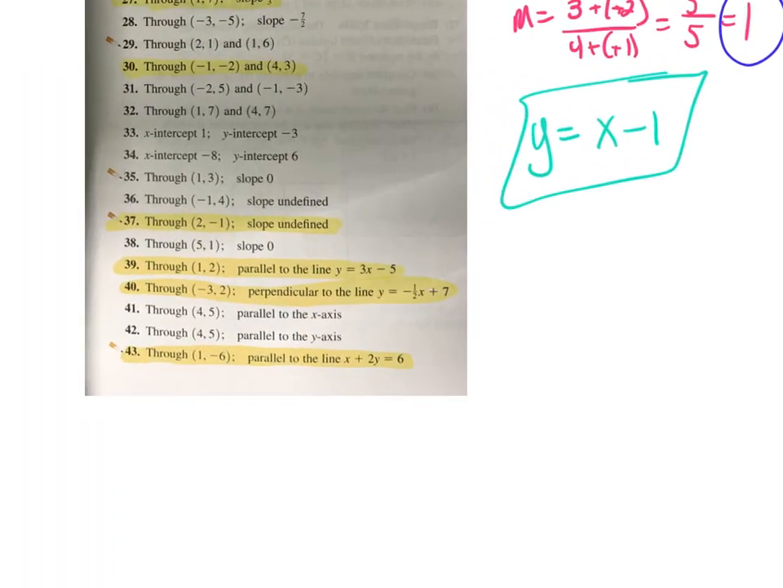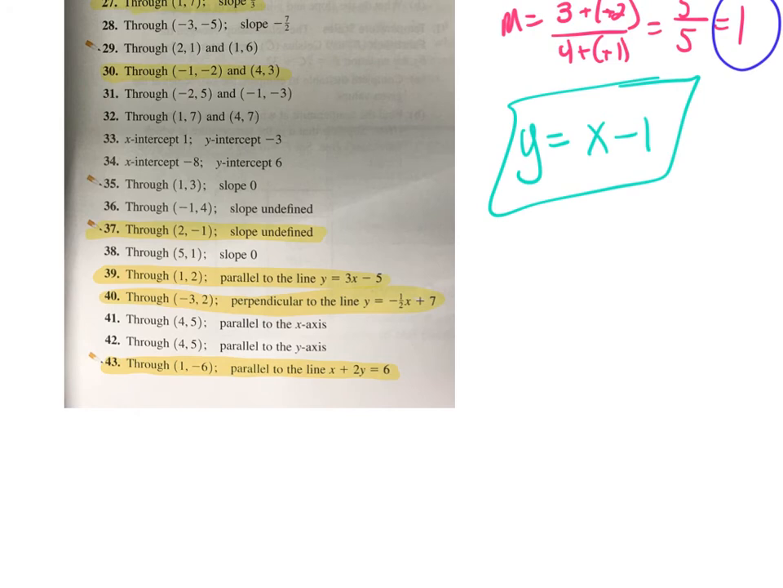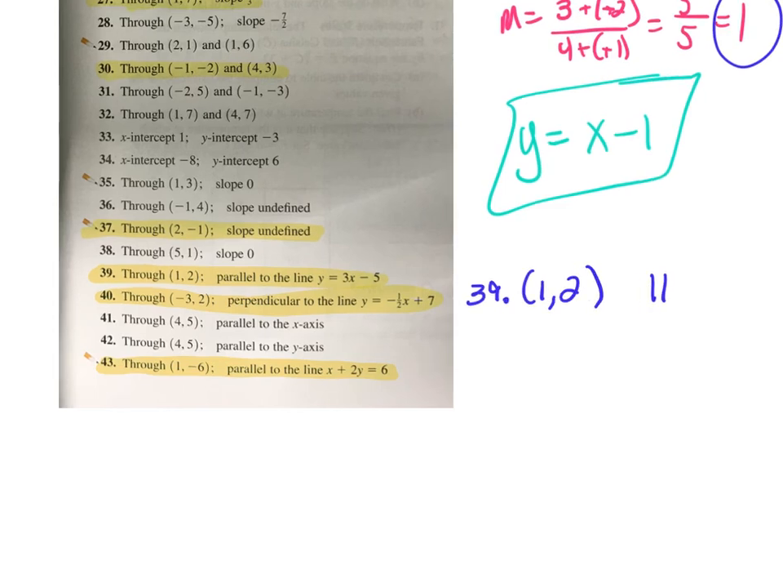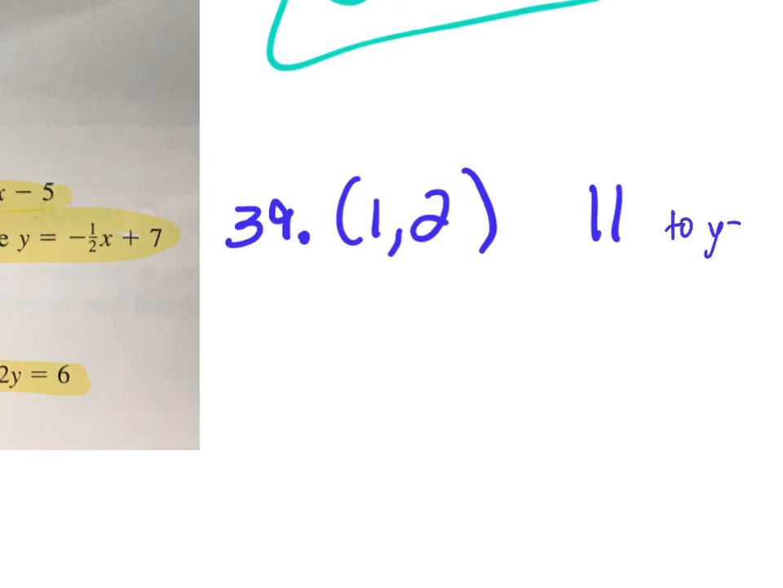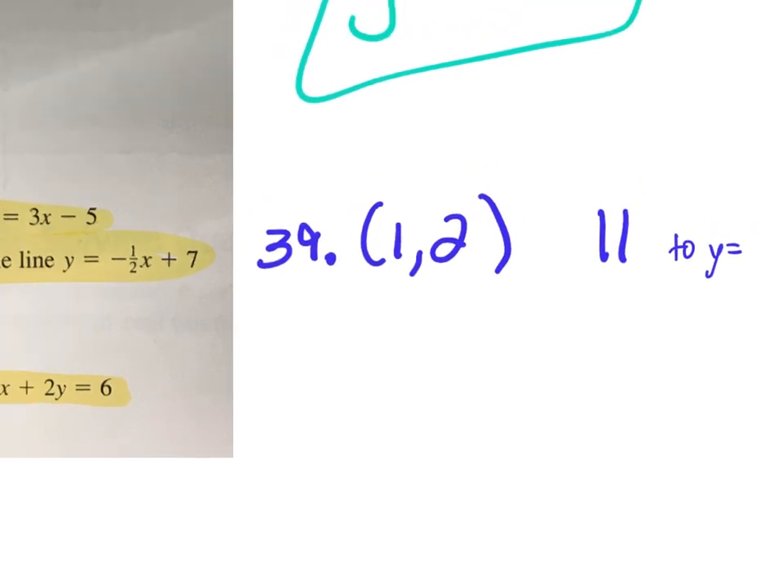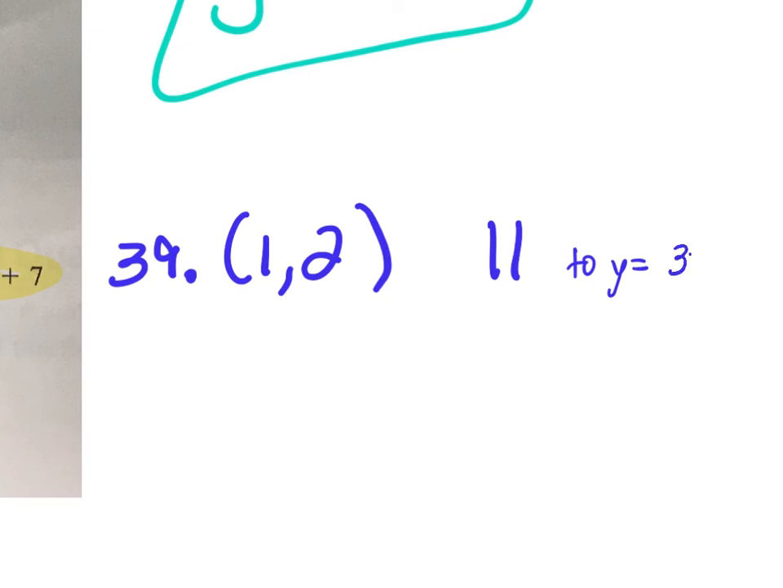I'll do 39 and 40, and then we'll be done. So if I look at 39, I'm through the point 1, 2, and I want parallel to y equals 3x minus 5. What are they telling me the slope is that I should use? If they tell me they want it parallel to 3x minus 5. 3/1. 3/1, perfect.